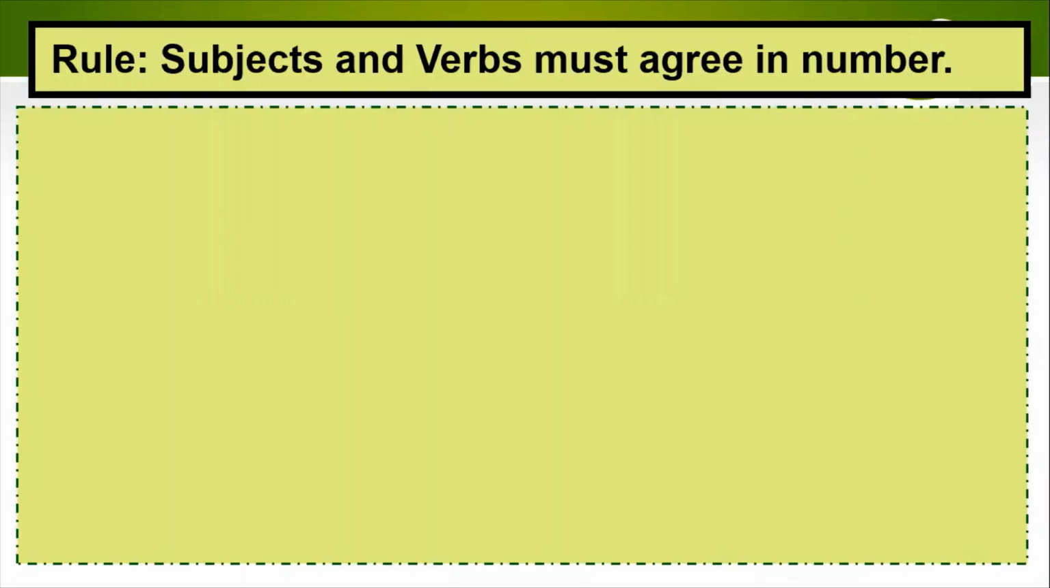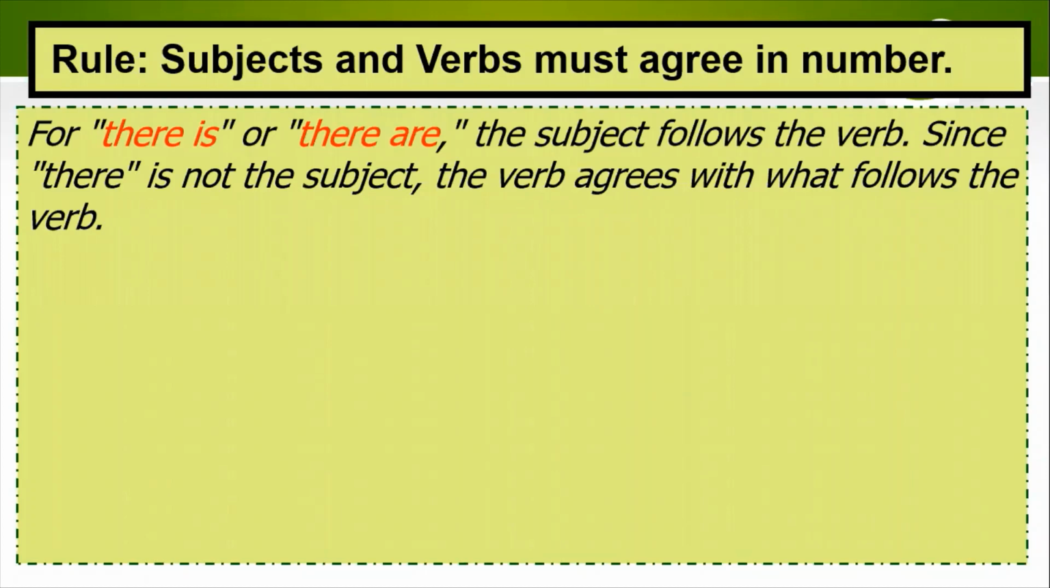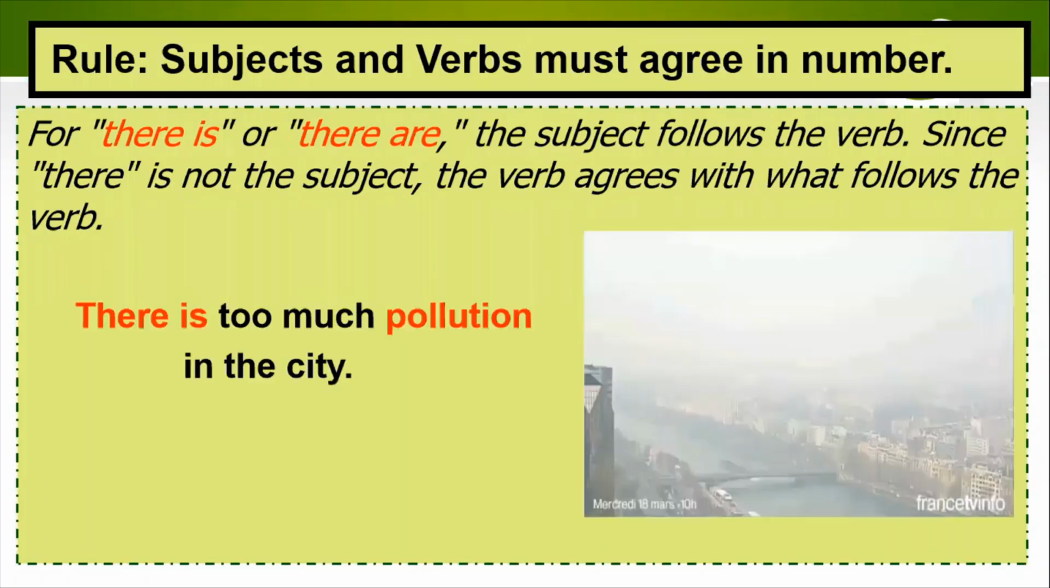Gets mo? Ito namang sina there is at there are ang pag-usapan natin. For there is or there are, the subject follows the verb. Since there is not the subject, the verb agrees with what follows the verb. So you might ask sa mga sentences na to.